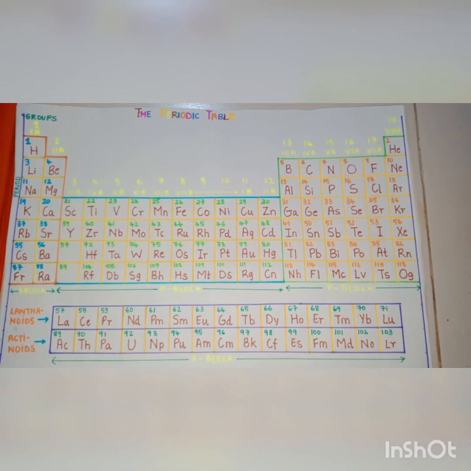The P block consists of 6 groups from group number 13 to group number 18. Let us start with the first group of the P block called the group number 13, commonly called the boron family. The elements in the boron family are B, which stands for boron, Al for aluminium, Ga for gallium, In for indium and Tl for thallium.